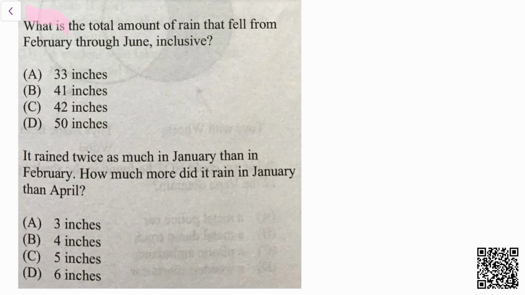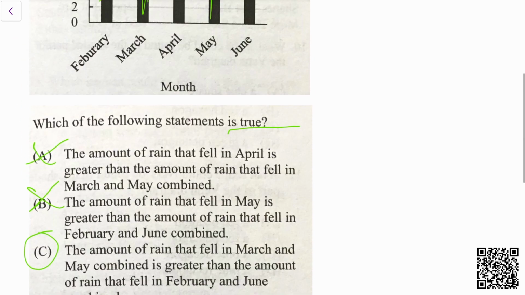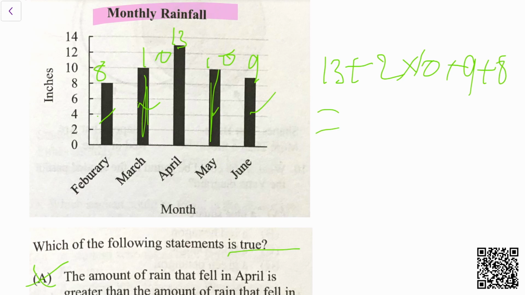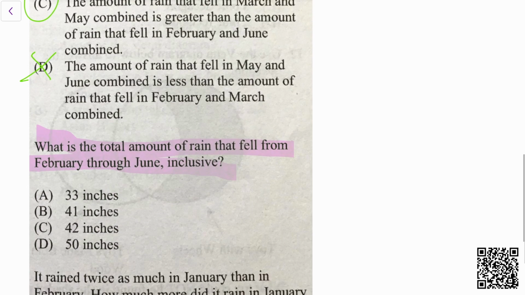So our next question is, what is the total amount of rain that fell from February through June inclusive? All we have to do here is add them all up. So, taking that in mind, we have 13 plus 2 10s plus 9 plus 8. So this is just a basic addition equation. And then we've got 13 and 17, 30. So 30 plus 20, which is 50. The correct answer is D.